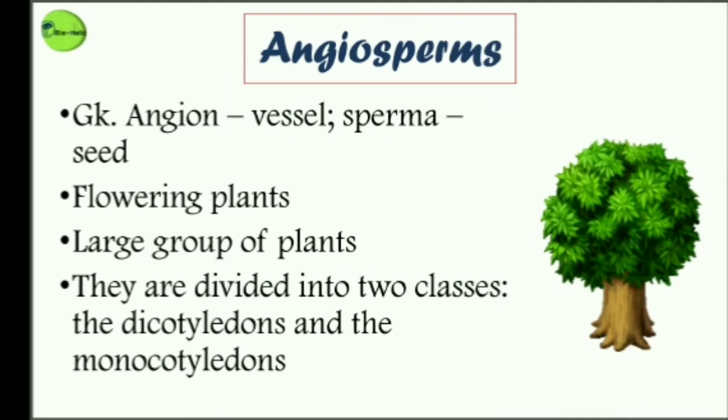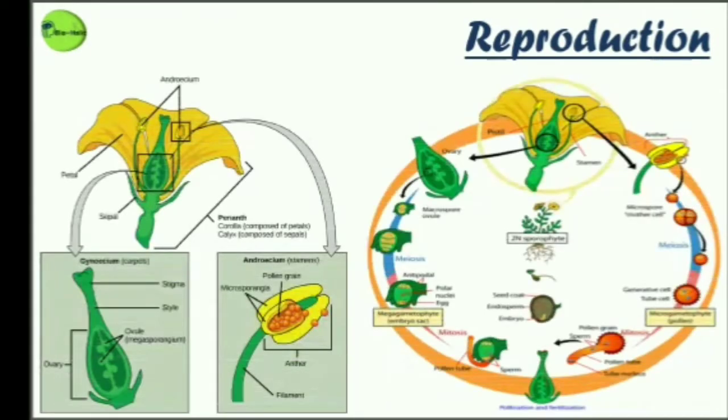These angiosperms are divided into two classes on the basis of the number of their embryonic leaves or cotyledons, like the monocotyledons and the dicotyledons. Now we will talk about its reproduction. The male sex organ in the flower is the stamen, and each stamen consists of a filament with an anther at the tip. Now the anthers, following meiosis, produce pollen grains.